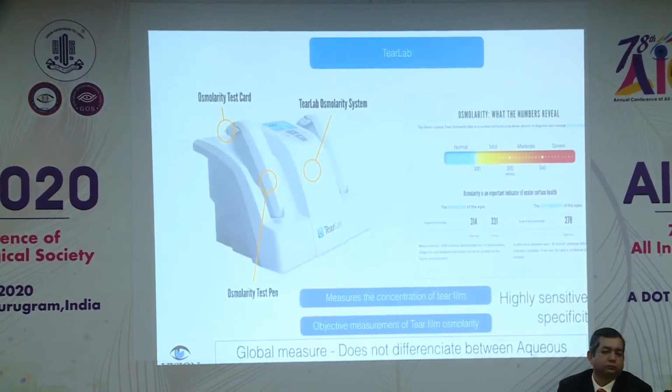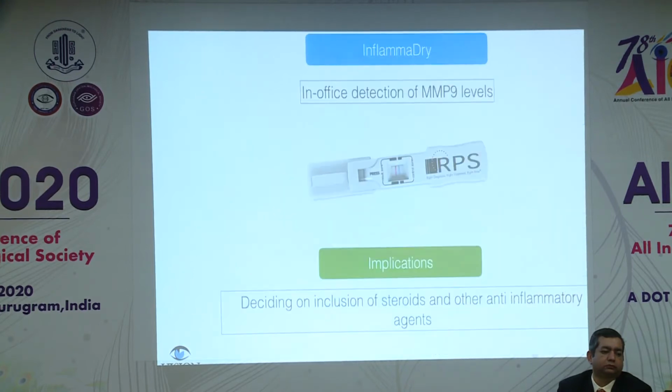This is the TearLab osmolarity kit, which is basically an objective measurement of the tear film osmolarity. So the TFOS DEWS 2 report has also stressed on the tear film osmolarity quite a lot. The issue here, of course, is sometimes the repeatability of the measurements, and you don't get to differentiate between aqueous deficiency and evaporative dry eye.